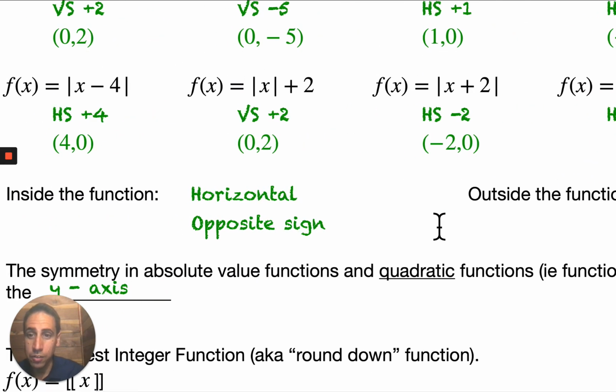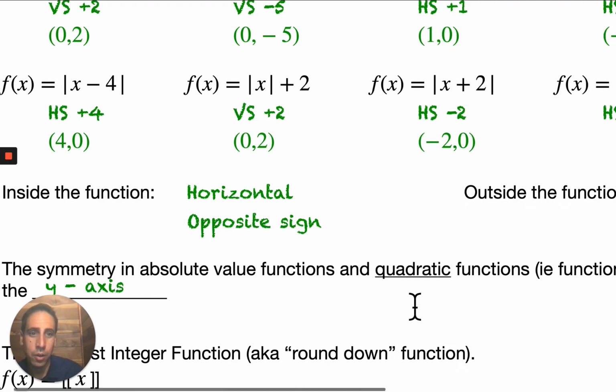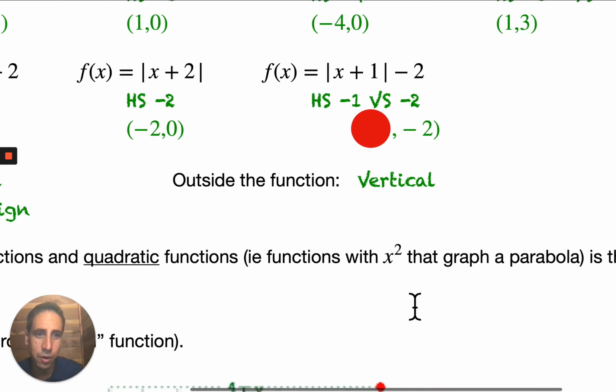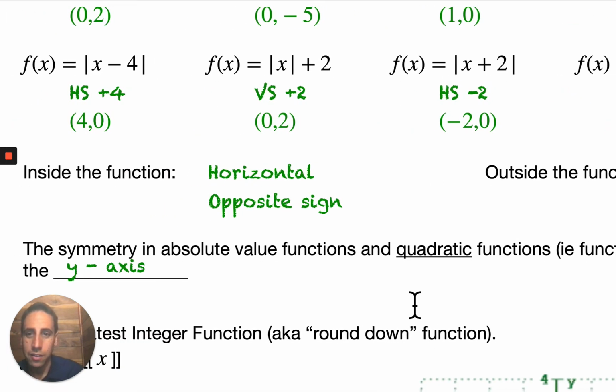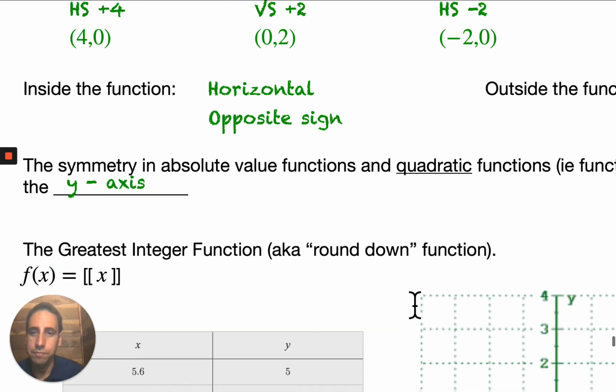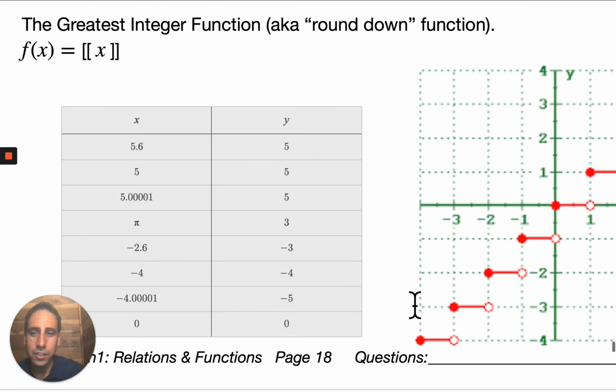So the symmetry in the absolute value functions and the quadratic functions, like functions with x squared, the graph of a parabola, is through the y-axis. At least the original version, y equals x squared and y equals absolute value of x. All right. Last function, I'll make it quick.